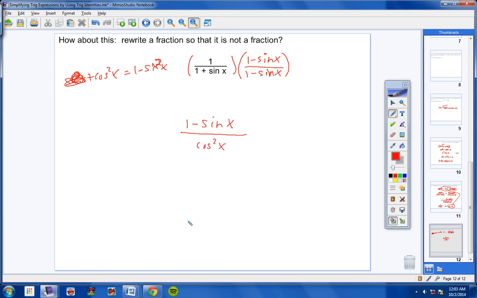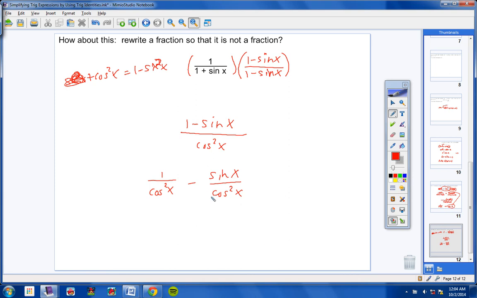Oh, Mr. Earhart, I hate to break the bad news to you, but you still got a fraction. I know that, but watch. Because I have one term in the denominator here, I can split this fraction up. Watch. 1 over cosine squared minus sine over cosine squared. Okay, that should make sense.